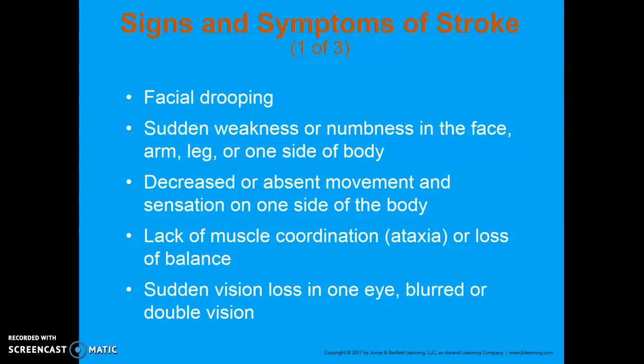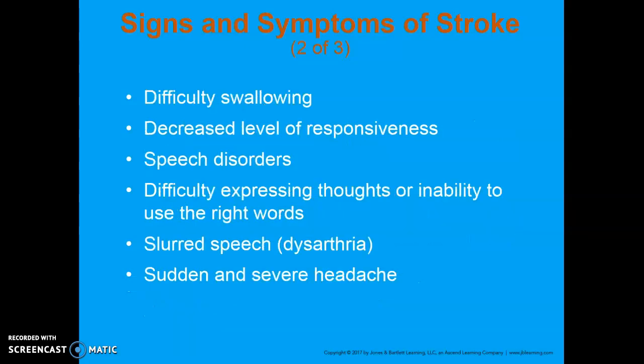Sudden weakness or numbness in the face, arm, legs, or one side of the body. Decreased or absent movement or sensation on one side of the body, lack of muscle coordination, loss of balance, sudden vision loss in one eye, or blurred or double vision in the same eye, difficulty swallowing, decreased level of responsiveness, speech disorders, aphasia, which is the difficulty expressing thoughts or inability to use the right words. That's expressive aphasia. And then when patients have a difficulty understanding words, that's called receptive aphasia.